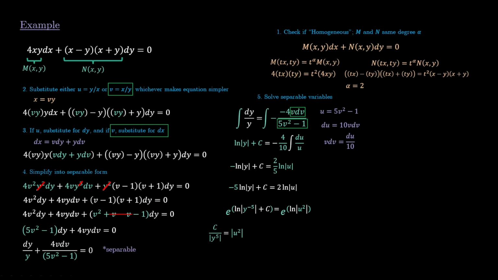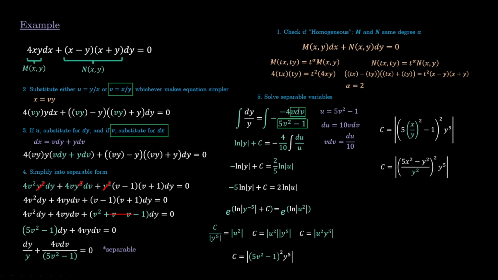Now if we multiply the y to the 5 over, we get this. And recognize that the product of two absolute values is also an absolute value. Now we can go ahead and plug in for u, and we have this. And further, we can plug in for v, and we have this. Now this looks a little messy, so I'm going to go ahead and clean this up. I want to distribute the y squared over the denominator.